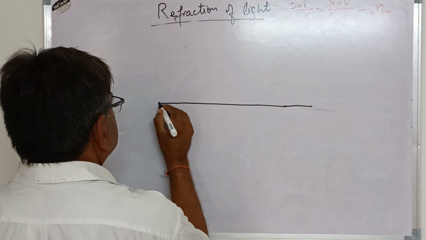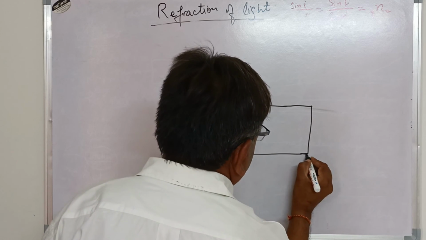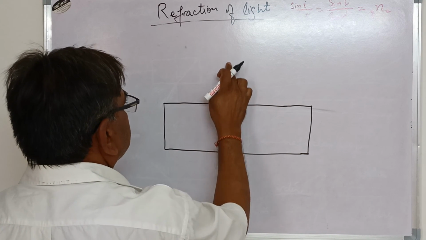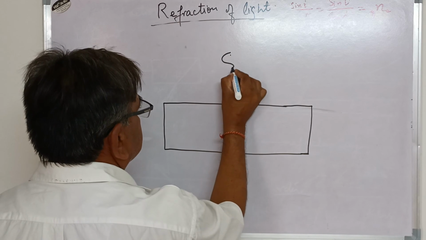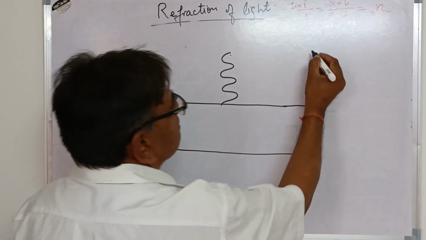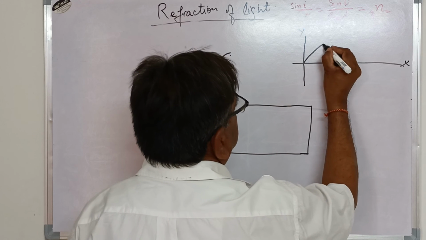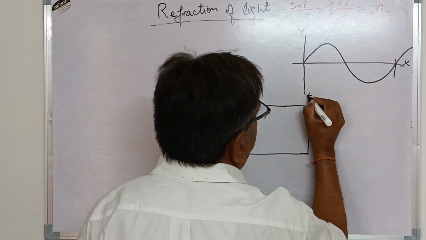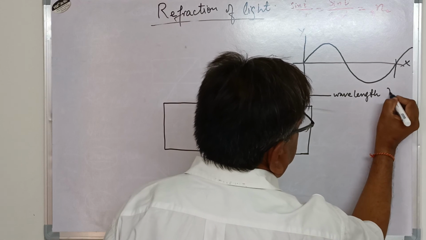This will be the glass surface. This is a rectangular piece of glass. Now what happens when the ray passes normally? The ray is in the form of a wave. So I will draw the wave for you, a slightly longer wave. This is the x axis, this is the y axis. The sine wave is this wave. Up to here, this is called one complete cycle. This is called wavelength. Wavelength is denoted by lambda.